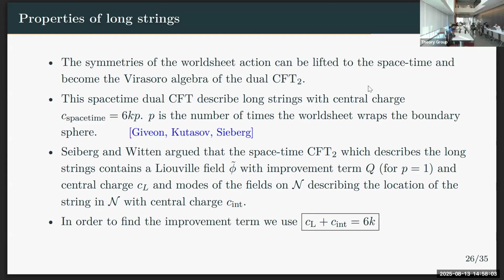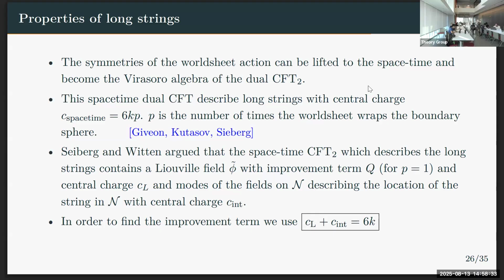And the modes of the fields on this compact manifold, a 23-dimensional compact manifold, describe the location of the string. And these modes have this central charge C int, right? What they showed was that, because essentially the central charge from both of the calculations should be equal, you get from the work of GKS that the space-time central charge is 6k.